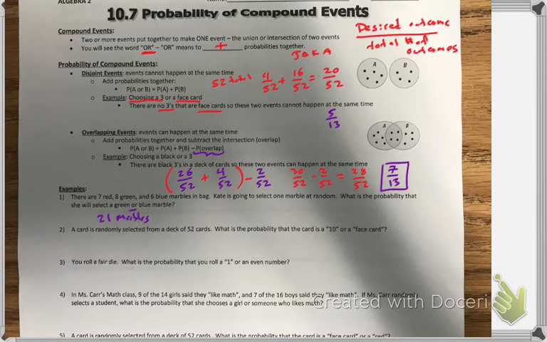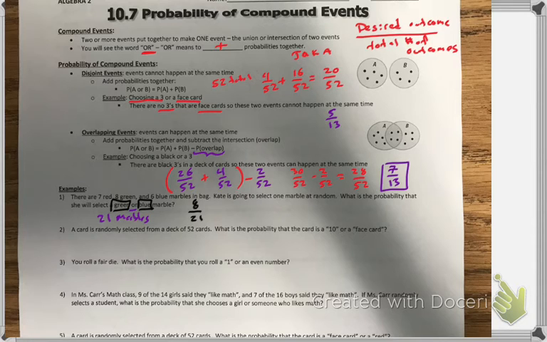Okay? So we're asking what is the probability of selecting a green or a blue? So the odds of selecting a green is 8 out of 21, our desired outcome over the possible number of outcomes, which is 21.